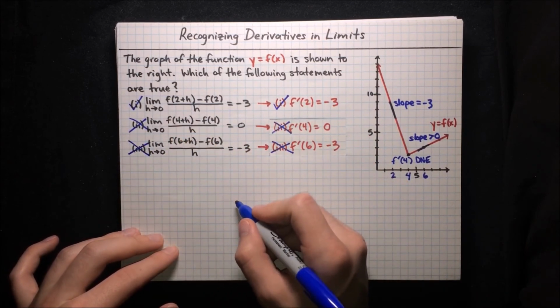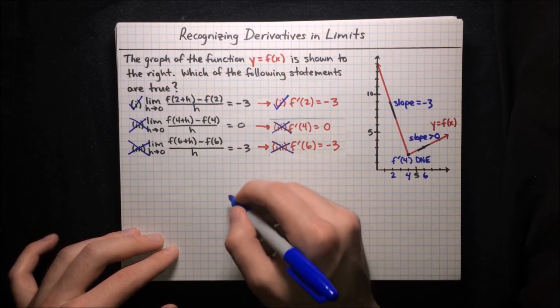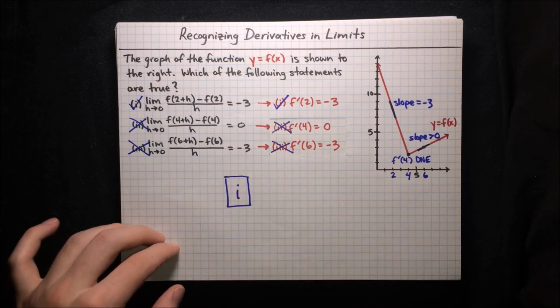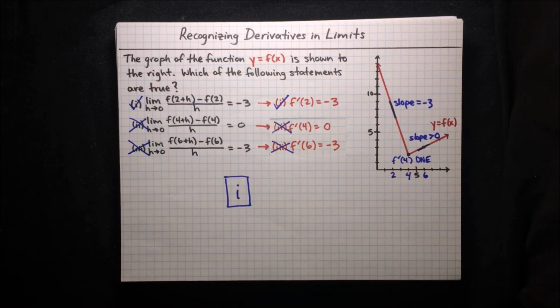So which of the following statements are true? Well, 1 was the only one. So 1 is our final answer, just statement 1. So now we know how to apply derivatives to solve limits that take the form of a derivative. In the future, we'll continue learning how to differentiate more functions, such as composite, implicit, and inverse functions.